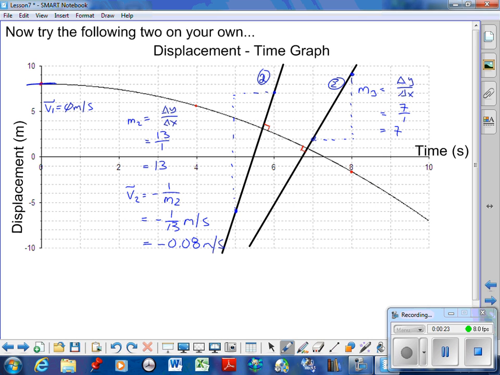So 7. So my V3 is equal to the negative reciprocal. So that would be negative 1/7, or negative 1 divided by 7, about negative 0.15 meters per second. So there we are. We can then move on to our velocity time graph.